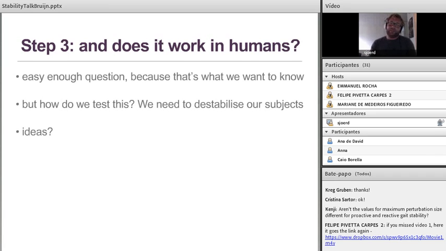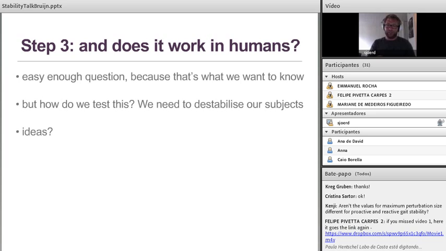It's an easy enough question, but it's actually what we want to know, right? Does it work in a human? But to do this, you need to destabilize your subjects, right? Because what you want is one subject stable, and then test this and calculate your measure, and then have them unstable and calculate your measure. Because if you're going to test people who you think are unstable and people you think are stable, then there's already the assumption that one group is unstable and the other group is stable. And you don't want to rely on assumptions.